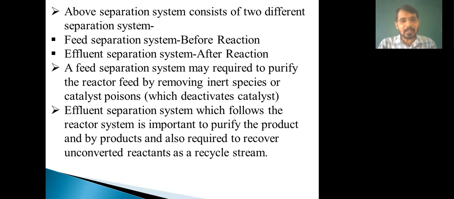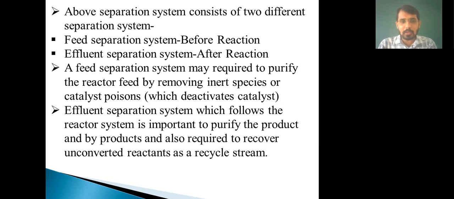After that, the next one is the effluent separation system. So the effluent separation system is required after a reactor system. You can see here the effluent separation system which follows the reactor system. Follows means it comes after the reactor system, which is important to purify the product and byproduct, and is also required to recover unconverted reactants as a recycle stream. Means in the effluent separation system, we are purifying the product and byproduct, and also we are withdrawing the unreacted, unconverted part of the reactants to the feed as a recycle stream.